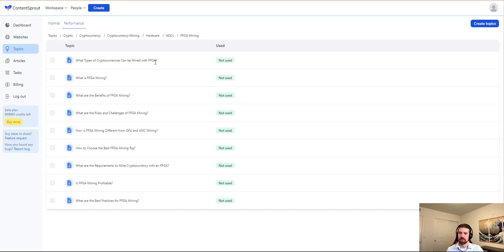What types of cryptocurrencies can be mined with FPGA? What is it in mining? What are the benefits of it? What are the risks and challenges? How is it different from GPU and ASIC mining? How to choose the best rig? What are the requirements to mine? Is it profitable? And what are the best practices? So as you can see, super on-topic stuff.